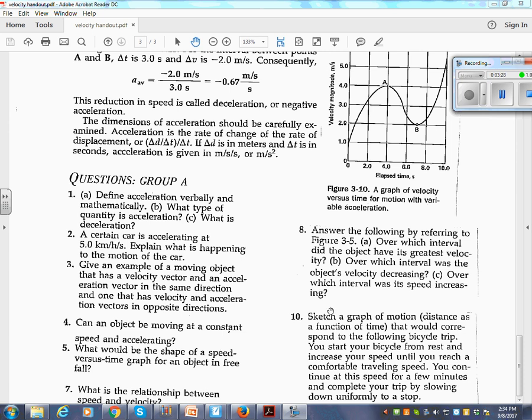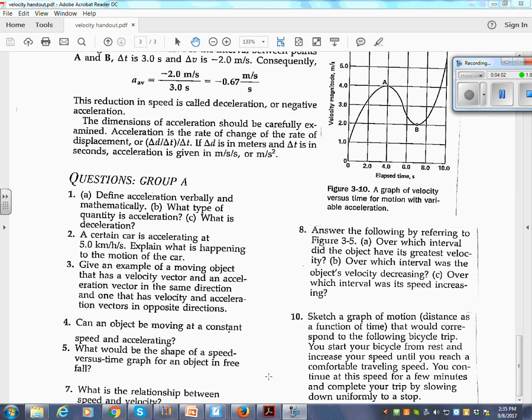What would the shape of a speed versus time graph for an object in free fall be? So the answer before was yes. Can an object moving at constant speed accelerate? The answer is yes. Constant speed, changing direction. Danielle was right, she just had the wrong explanation.